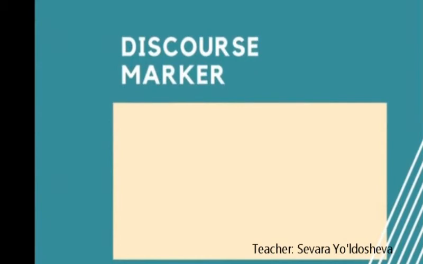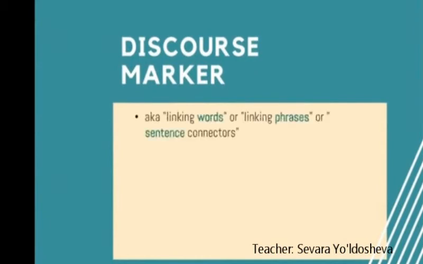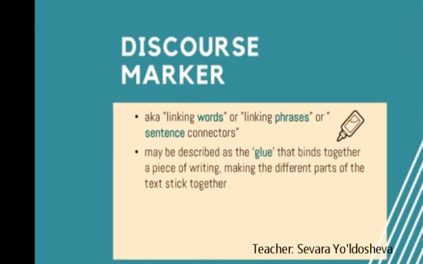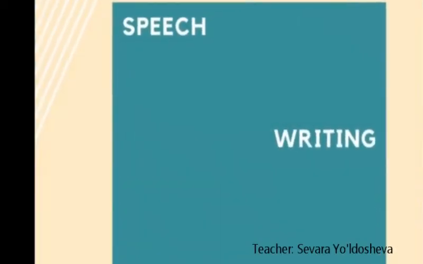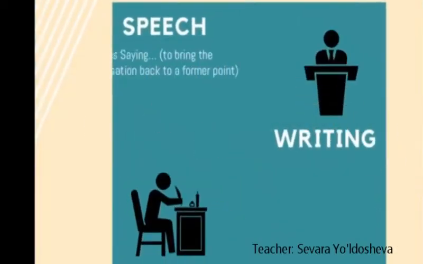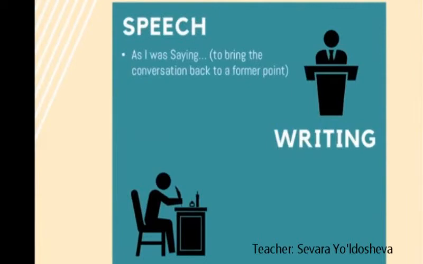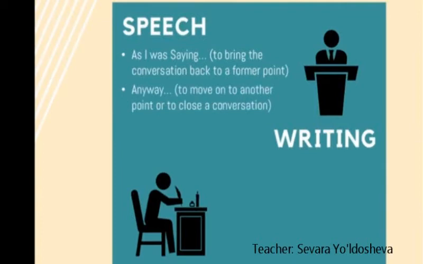So what exactly is a discourse marker? Discourse markers are also known as linking words or linking phrases, or sentence connectors. They may be described as the glue that binds together a piece of writing, making the different parts of the text stick together. They also exist in the three macro skills: reading, writing, and speaking. Examples of discourse markers used in speech are, as I was saying, which means to bring the conversation back to a former point; anyway, which means to move on to another point or to close the conversation; and here's the thing, which means to raise an example.